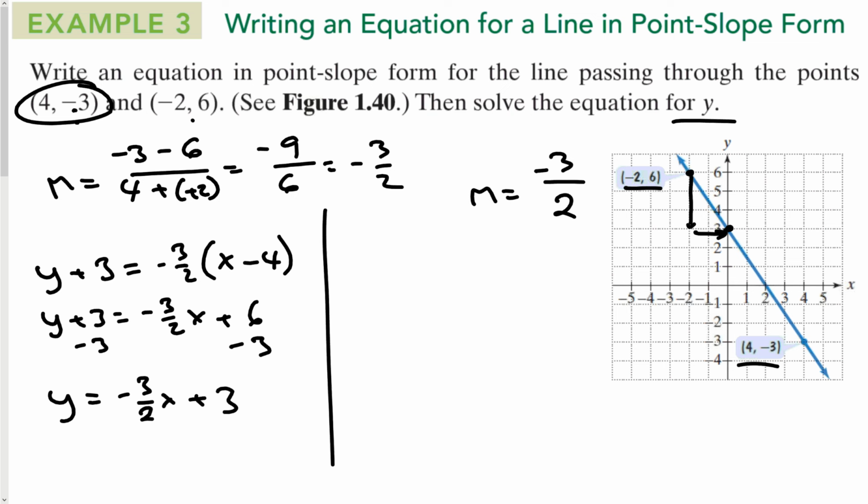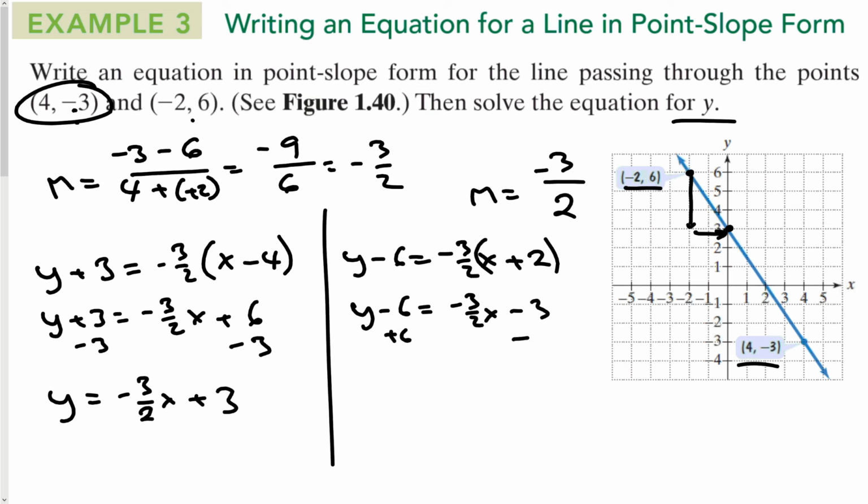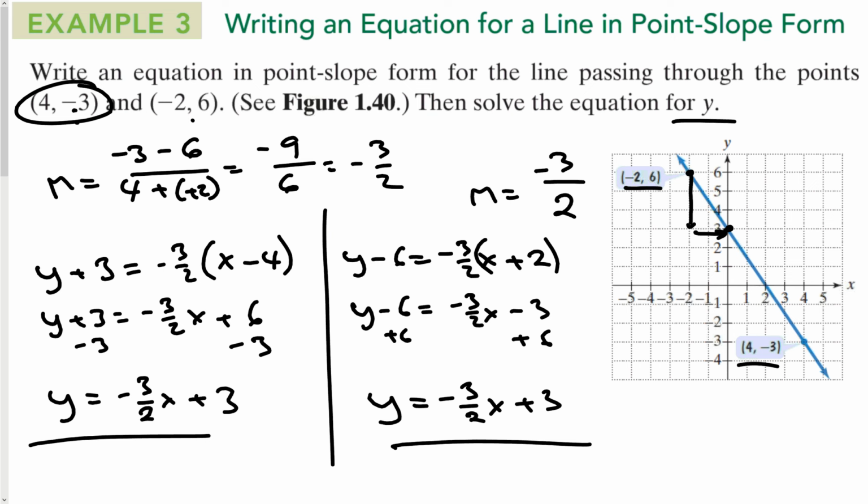Well, pretend I didn't want to pick that point. What if I pick the other point? So y minus 6 is equal to negative 3 over 2 times x plus 2. We're not starting at the same spot, but if we solve it for y, negative 3 over 2x minus 3, add 6 to both sides, and look what happens: negative 3 over 2x plus 3. I get the same equation for both. So it doesn't matter which point you pick to use in the point slope form. It looks slightly different, but you're still going to get the same equation, and we can tell that by solving it for y so we can compare them.